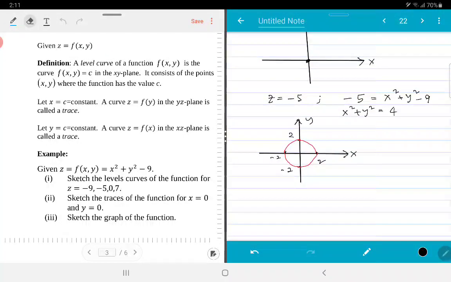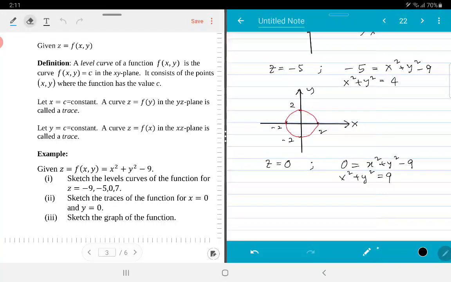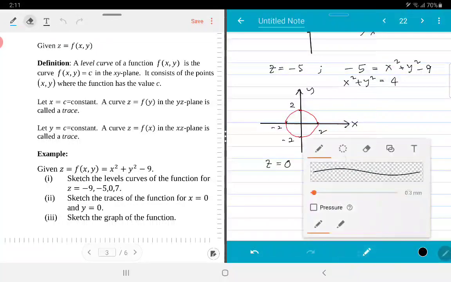Next one is when z is 0. Now when z is 0, this is our equation, so we just replace this z with 0. So 0 is equal to x squared plus y squared minus 9. Rewriting the equation and simplifying it, we get x squared plus y squared equals 9. And we know that this is an equation of a circle centered at 0, 0 with radius 3.